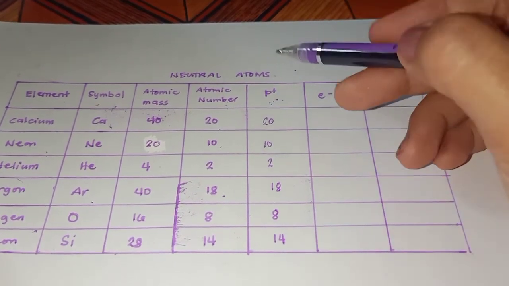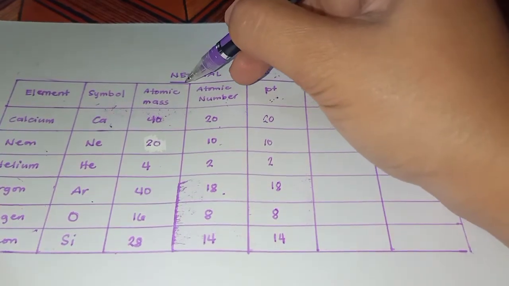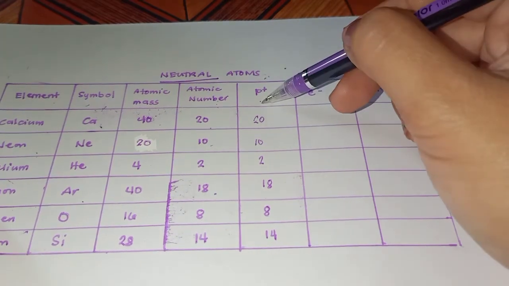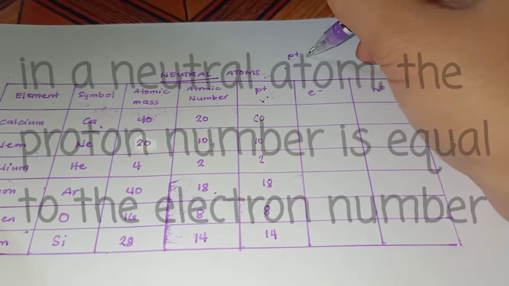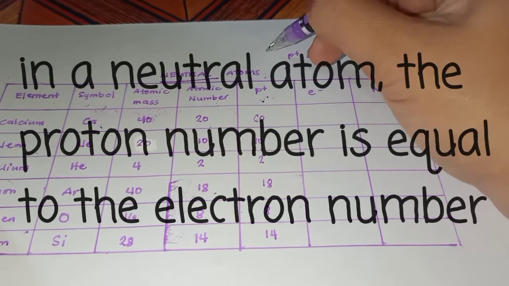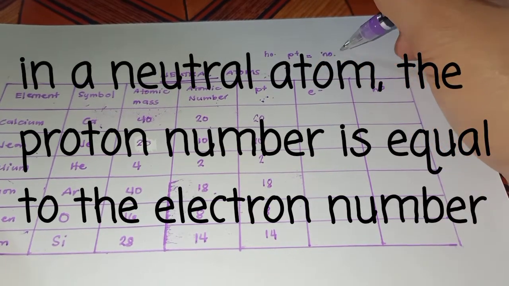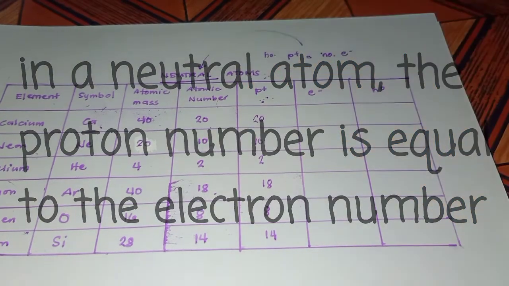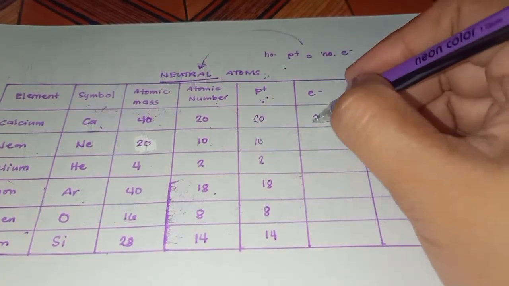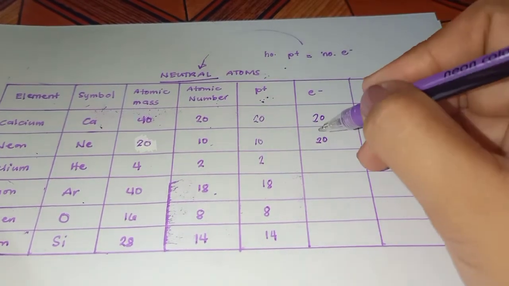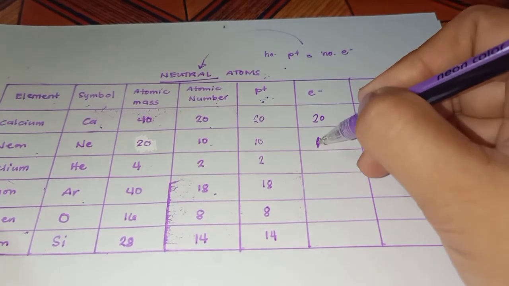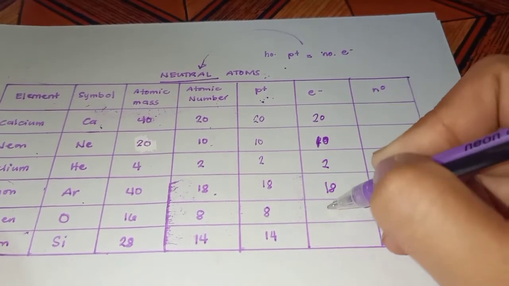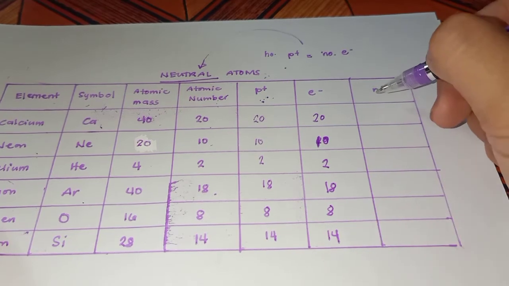Alright, so since we are talking about neutral atoms, right, and not ions, we have to remember that whatever is the proton number, that is also the number of electrons. Alright, for a neutral atom, proton number is equal to the number of electrons. So let's just copy. We have 10 for neon. Of course, we have 2 for helium, argon 18, oxygen 8, and silicon 14.